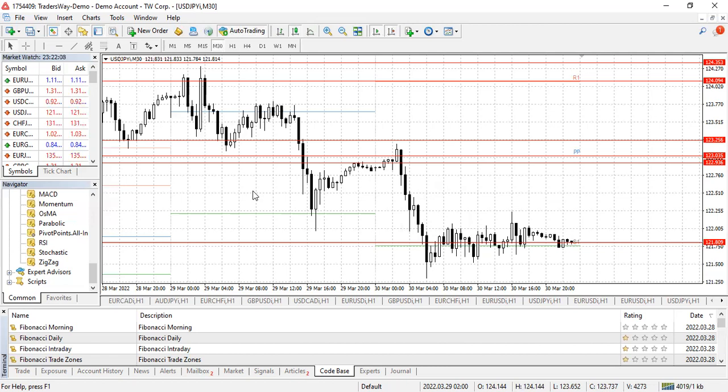So we can actually add pivot points to any of our analysis. We can add it to any other indicators as well. It's a good indicator.